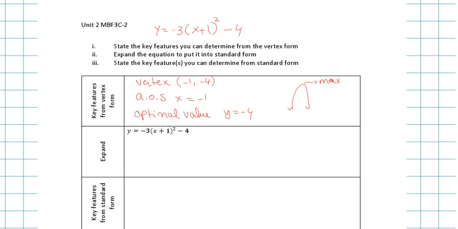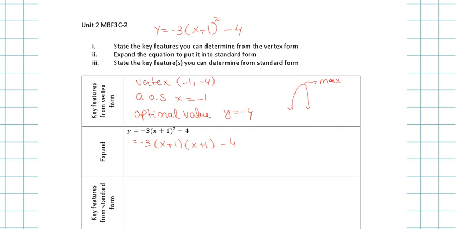So to expand this, what do I do? Brackets first. So write the bracket twice, okay? Because it's x plus 1 squared. So I'm going to have to write that twice. Then do the brackets forward.